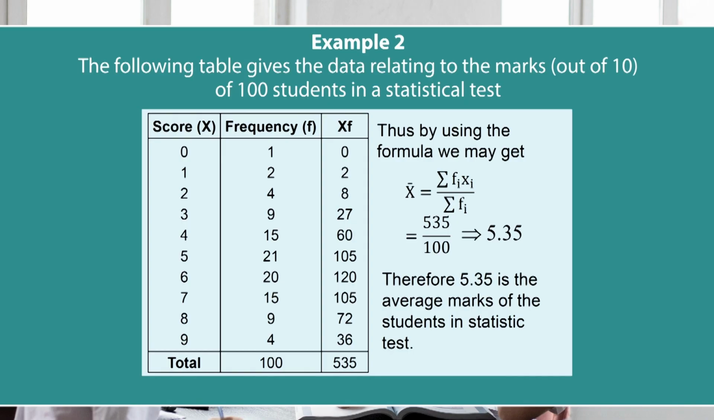So, using the formula, summation fi xi divided by summation fi, where summation fi is 100, the total number of students, and summation fi xi is 535. Therefore, 5.35 is the average marks of the students in the statistics test.